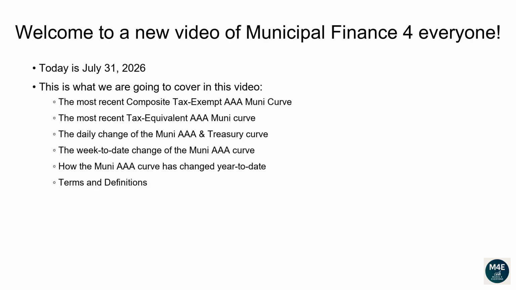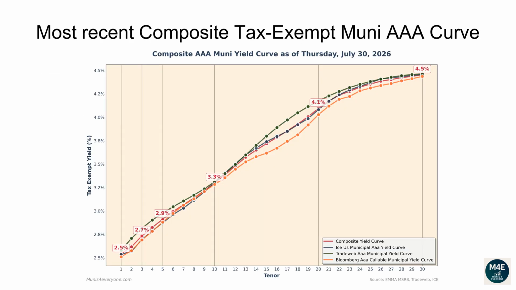Terms and definitions. Let's go over the most recent composite tax-exempt Muni AAA curve. The following composite tax-exempt yield curve is based off the most recent ICE, TradeWeb, Bloomberg yield curves that are available on the MSRB website, plus some proprietary extra adjustments, as of July 30, 2026.